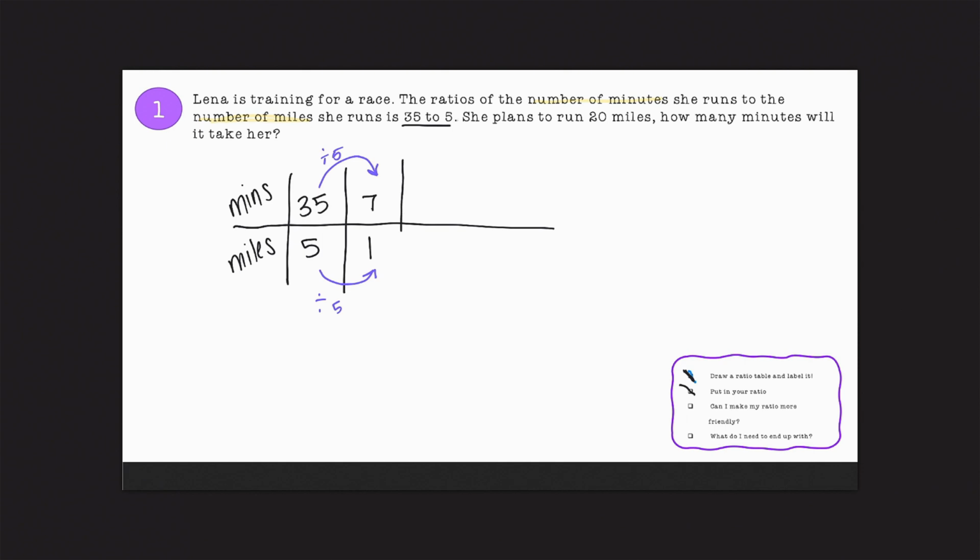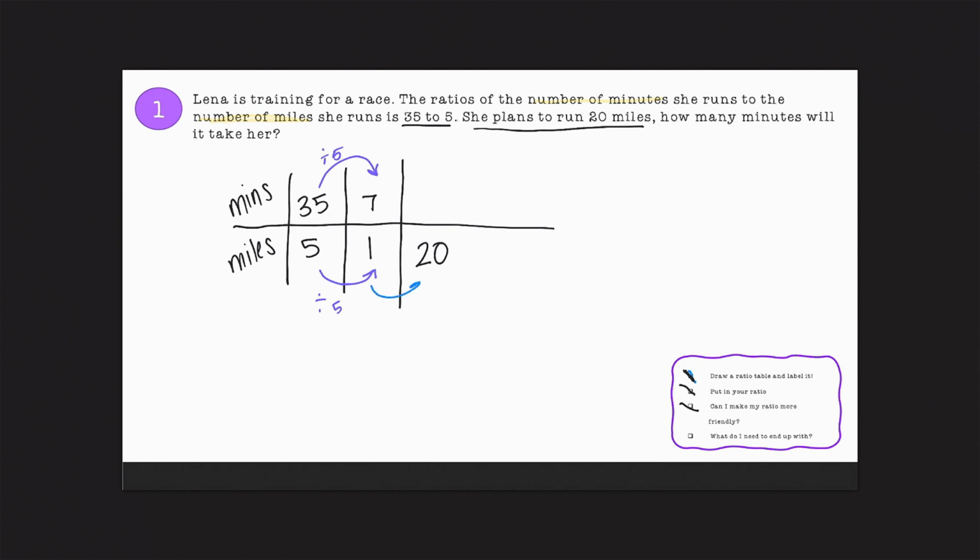Okay. Now I'm going to look at the next part of my ratio table. This goes to the last question. What do I need to end up with? Well, it tells me that she plans to run 20 miles. So I'm going to go ahead and put 20 miles in there. What I'm asking for is how many minutes it's going to take her to run that 20 miles. So now that I have a friendlier ratio, I can go ahead and figure it out.